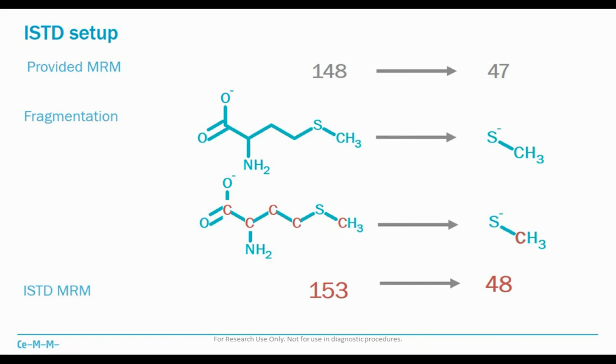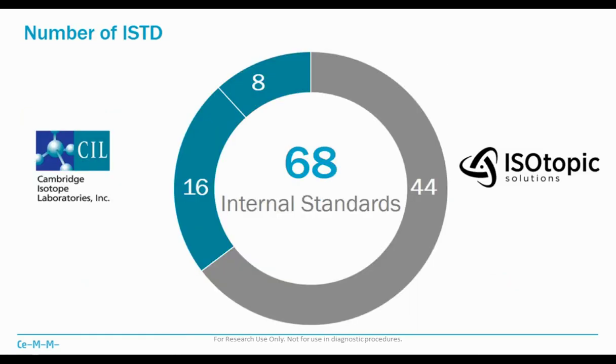And this we did for all 190 metabolites we had in the method, and we screened the yeast extract and then selected the ones with really good performance. What we ended up with was 68 internal standards in total: 44 from the isotopically labeled yeast extract, and 24 from Cambridge Isotope Laboratories commercial mixes.